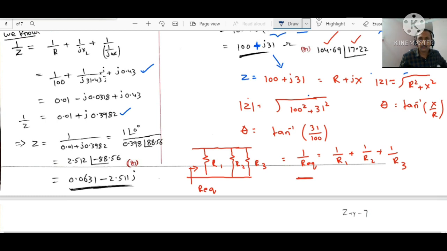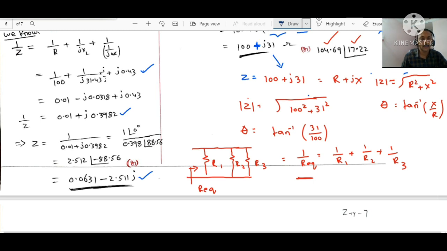Now again, separate the real part and imaginary part by multiplying the numerator and denominator with the negative of this one. Minus j0.3982, like that we take. Right? So if you separate the real part and imaginary part, what you will get is 0.0631 minus 2.511j. Otherwise, you do one thing.